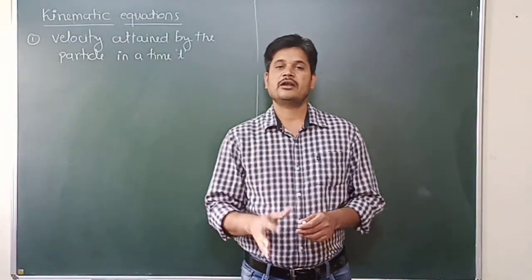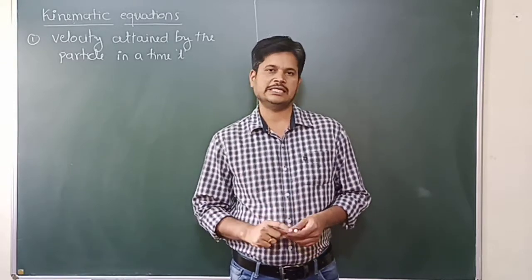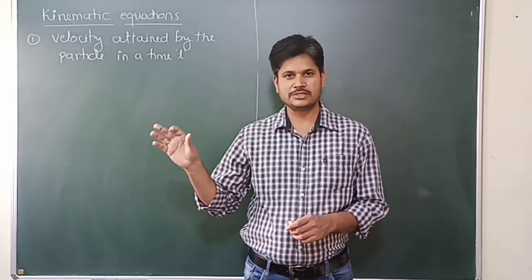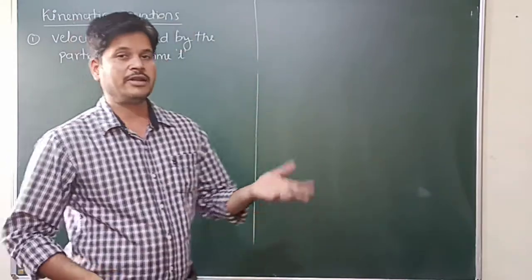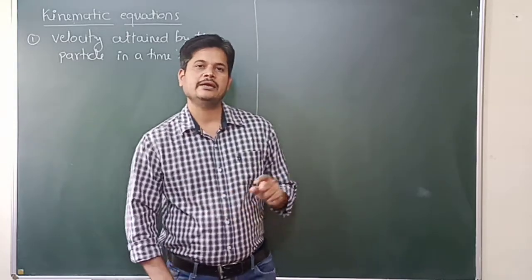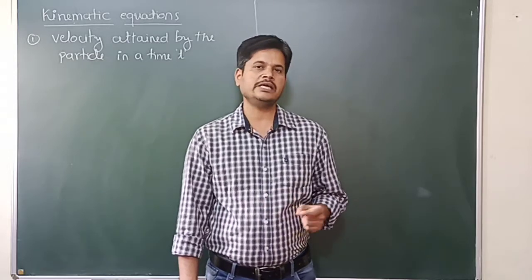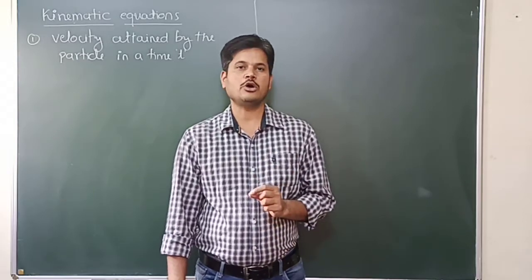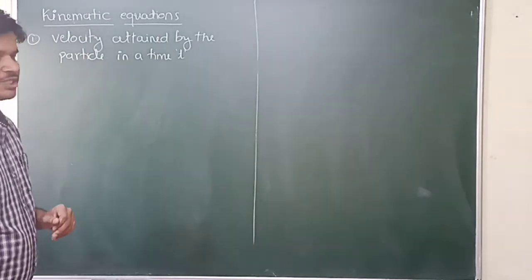Now we are going to derive the kinematic equations on the basis of the calculus method. Calculus consists of differentiation and integration terms. As we derived earlier, the kinematic equations are v equals u plus at, s equals ut plus half at square, and v square equals u square plus 2as. All these equations I am now going to derive on the basis of the calculus method. Right?